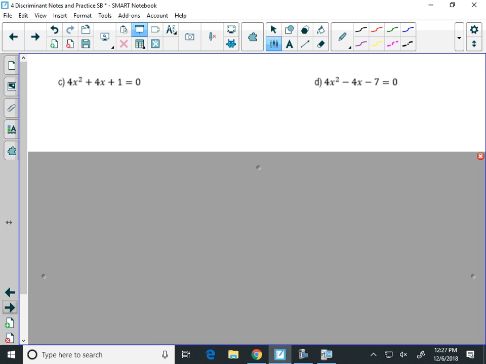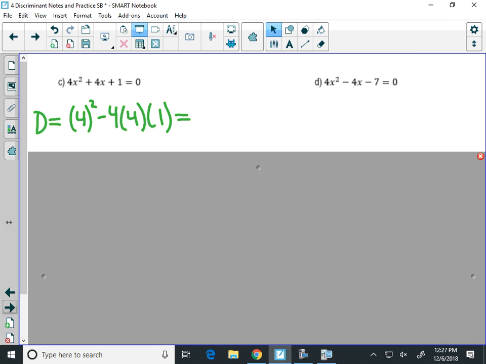All right, let's calculate the discriminant. D equals, we take our b, 4 squared, minus 4 times 4 times 1. 0. Yeah, 16 minus 16 gives you 0. And if your discriminant is 0, what kind of root are you going to have? Do you remember? One rational. Yeah. You'll get better the more you do this, I promise. So one rational root here.